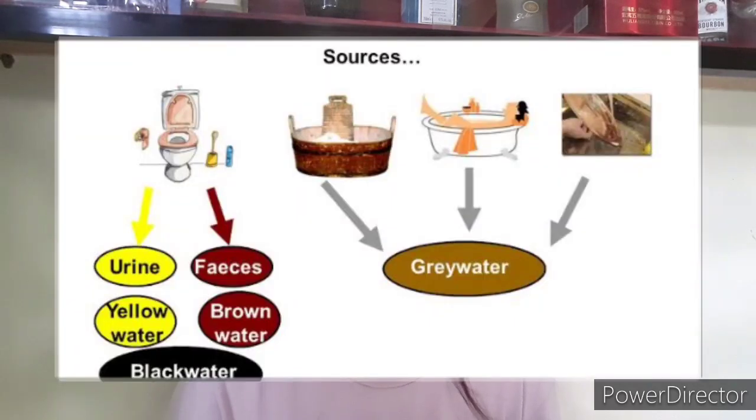Possible contaminants found in household wastewater include disease-causing bacteria, infectious viruses, household chemicals, and excess nutrients such as nitrate.